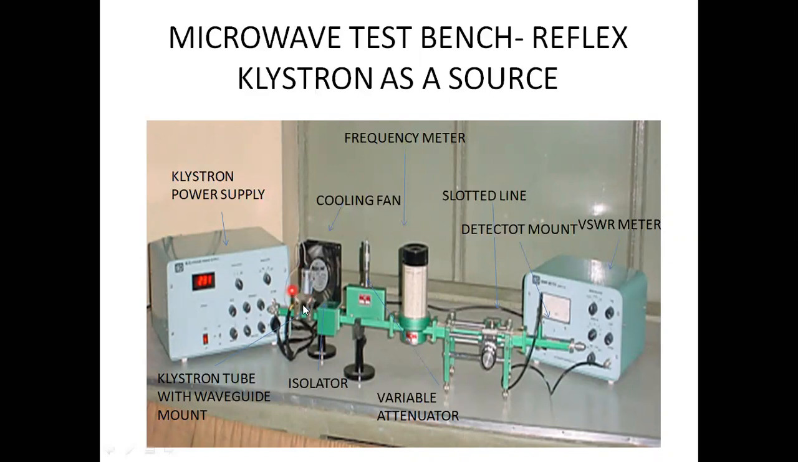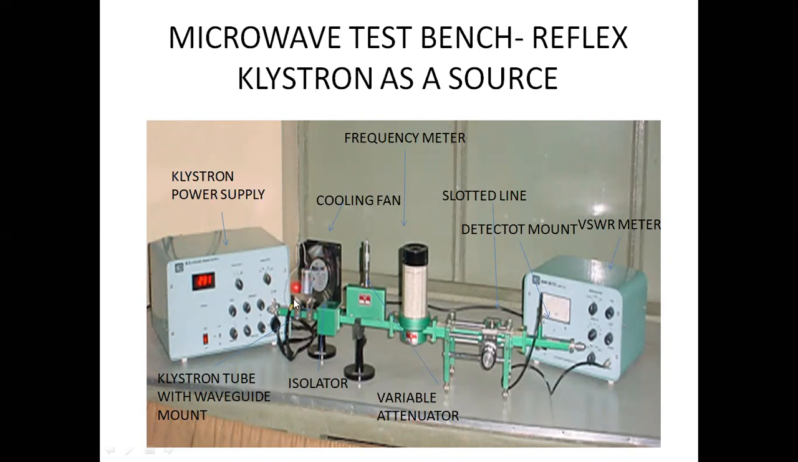This klystron tube gets very hot, because it has a filament for generating the electrons. In order to cool down the klystron tube, a cooling fan should be near the klystron tube. So before switching on the klystron tube, we need to ensure that the fan is on. It is very important.